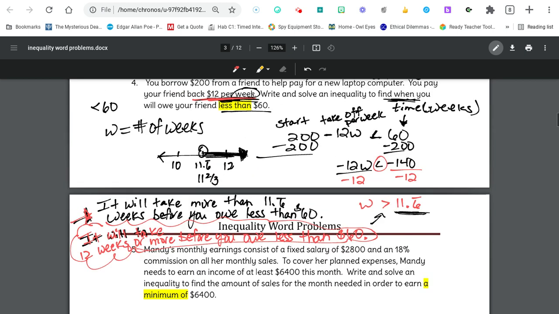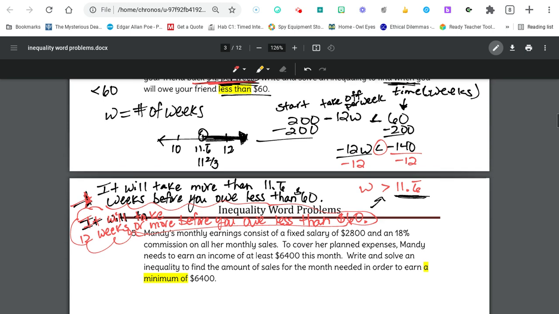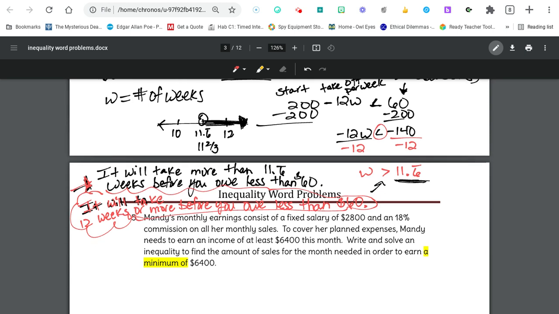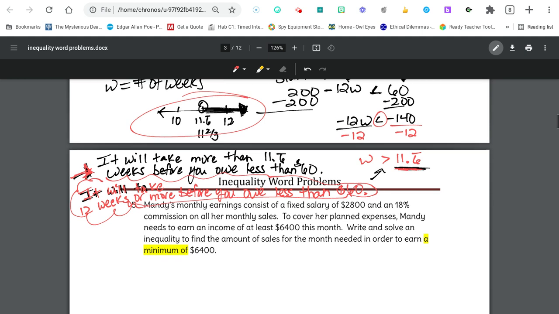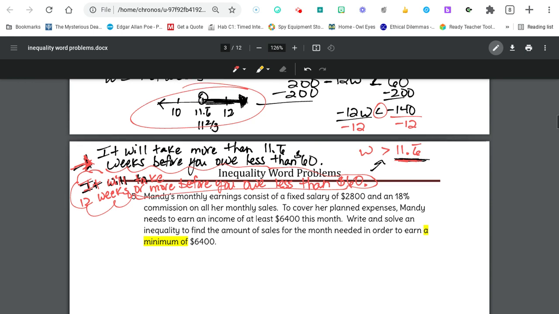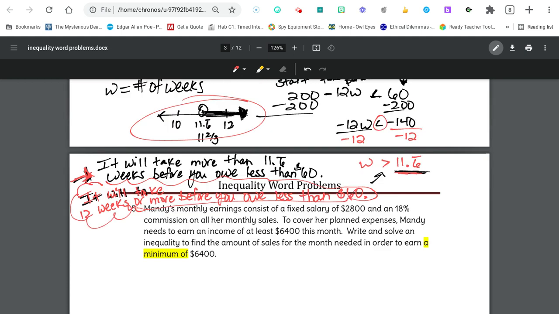So I'm gonna have to go to a whole number week, not a decimal week, which is nothing wrong with this graph. But this one really doesn't make sense in terms of the problem. So go with the one in red. It will take 12 weeks or more before you owe less than $60. And if you wanted to on this graph, you could go with what I started to. It's all right if you do something like this. It doesn't matter, just as long as you got the order on the graph correct.